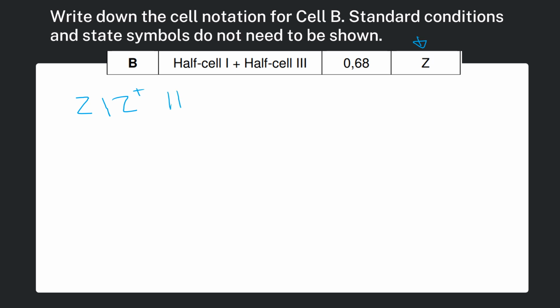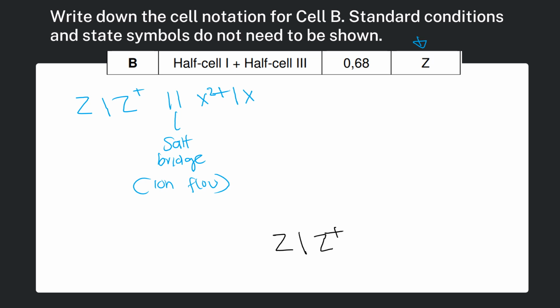Then we put a salt bridge. It separates our oxidation and our reduction. The salt bridge is essential to allow ions to flow and maintain electrical neutrality. Then we put our reduction, which is X2+ being reduced to X. That's what your notation will look like. Just to write it down more clearly: Z being oxidized to Z+, the salt bridge, then X2+ being reduced to X.